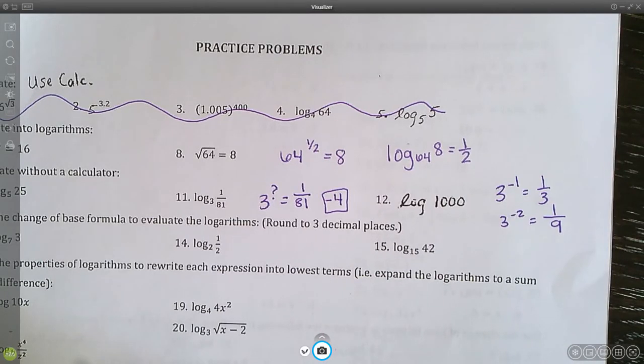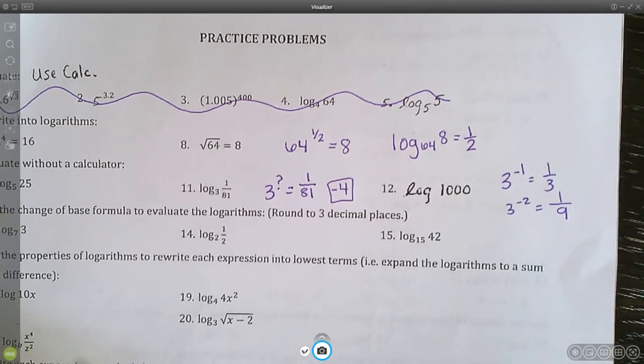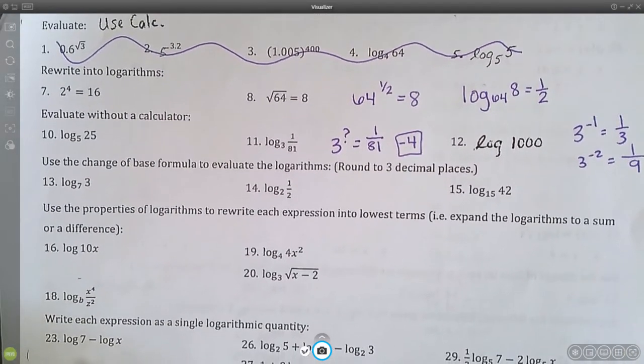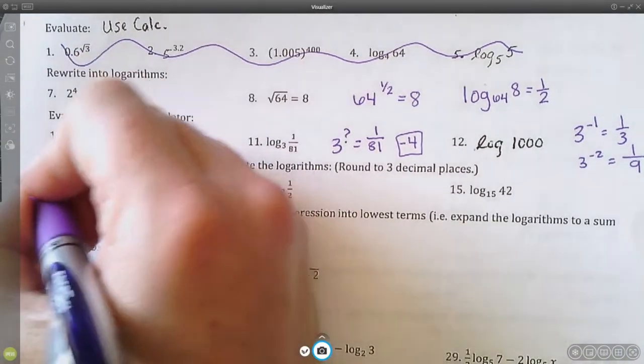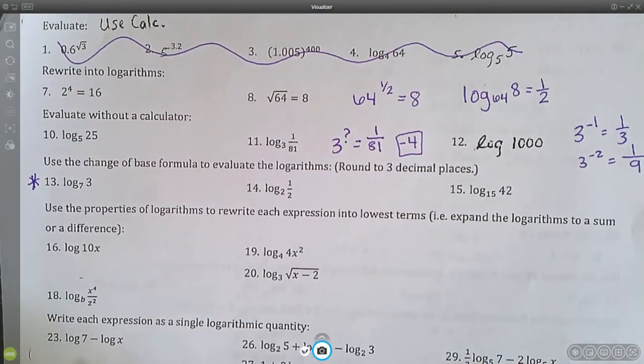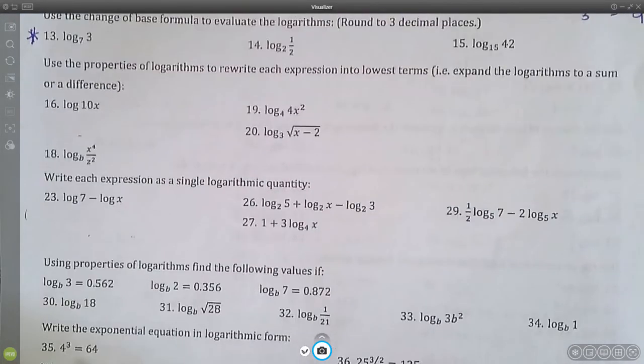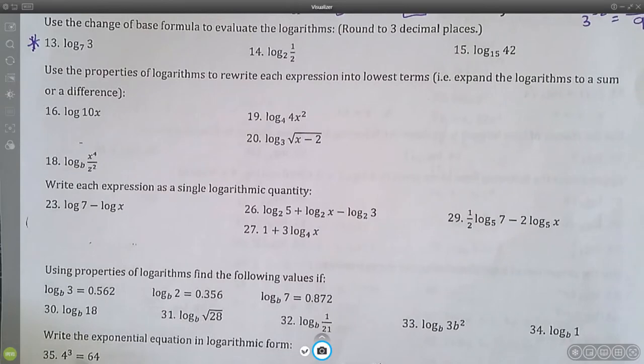Let's look at change of base formula. We're going to come back to those. Okay, so we'll come back to those. Let's see. Okay, these ones, they want you to expand. So let's go ahead and do 19.